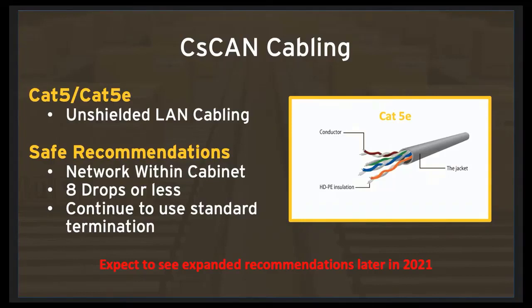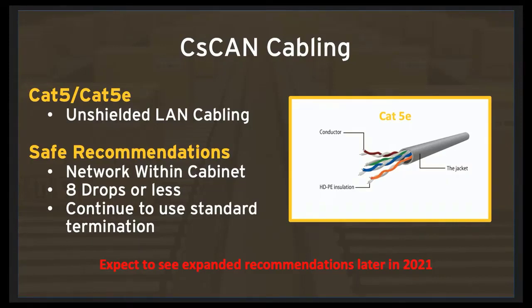But until we complete that, we are making a fairly conservative recommendation today, and that is if you have an application where the CAN network never leaves the control cabinet, you're just adding I/O locally, for instance, you've got 8 drops or less, then go ahead and use Cat5 cable. No reason to buy special CAN cable in that instance. And you can continue to use standard termination just as if you were using specialized CAN cable.